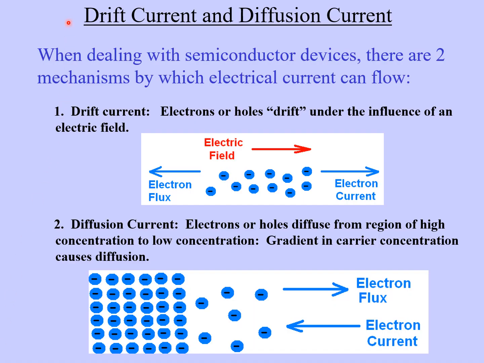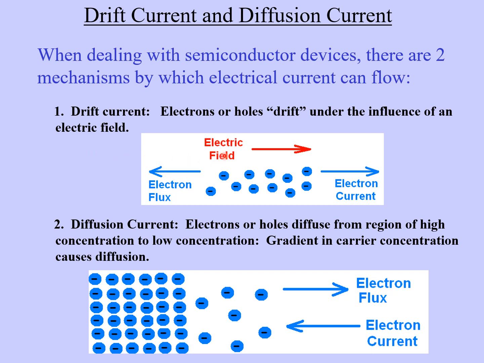So in semiconductor physics and theory, there are two different types of currents that we have to deal with. In other words, electrical current can flow by two different mechanisms, and those mechanisms are called drift current and diffusion current. So drift current is when electrons or holes drift under the influence of an electric field.